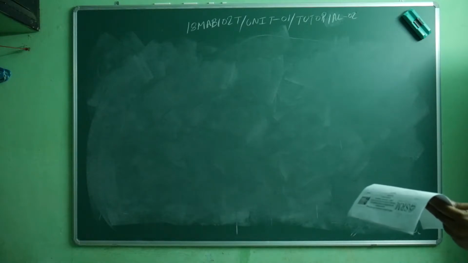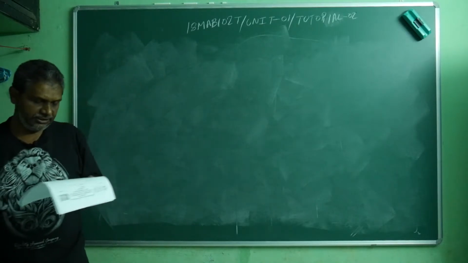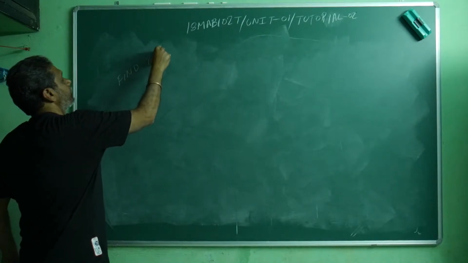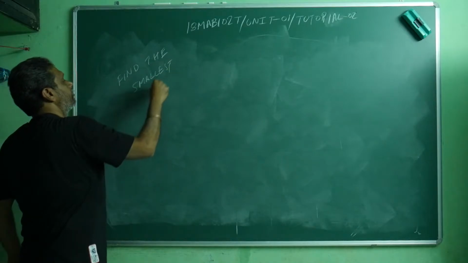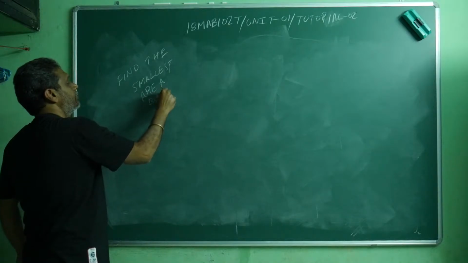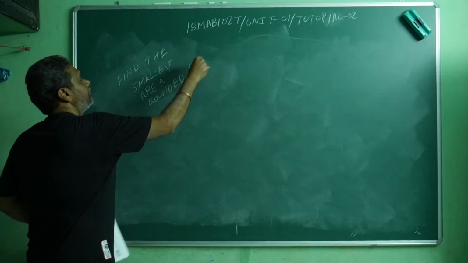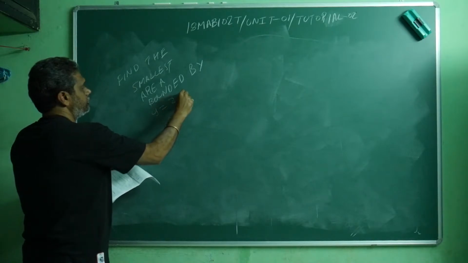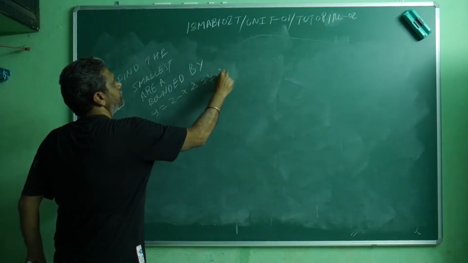Now we are going to do the 7th problem in the second tutorial, multiple integrals. Now you can see: find the smallest area bounded by y is equal to 2 minus x and x square plus y square is equal to 4.